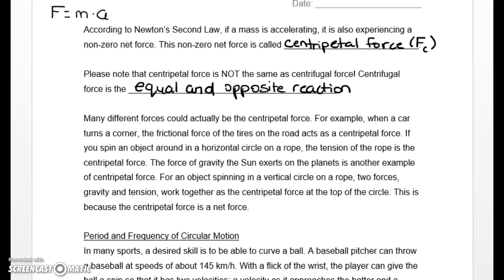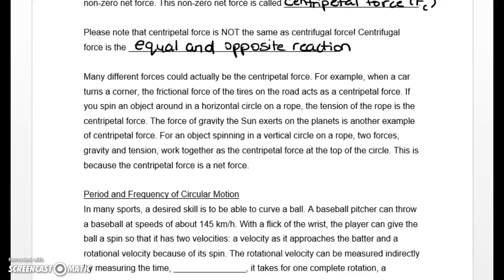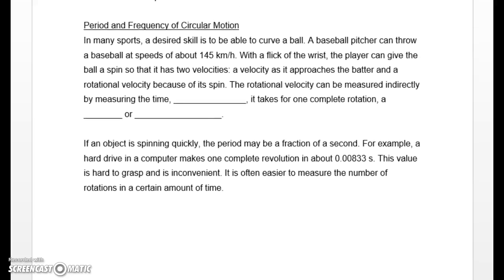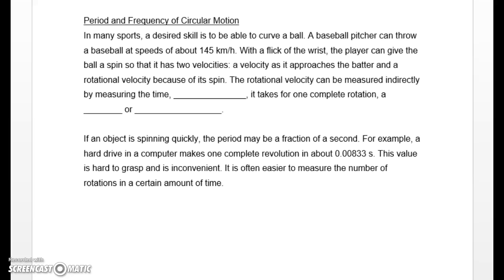But first, we need to talk about period and frequency of circular motion. So in many sports, a desired skill is to be able to curve a ball. Say, for example, maybe you're looking at baseball. A baseball pitcher can throw a baseball at speeds of maybe 145 kilometers per hour, which is amazingly fast. So with a flick of the wrist, the player can give the ball a spin, which gives it two types of velocities.